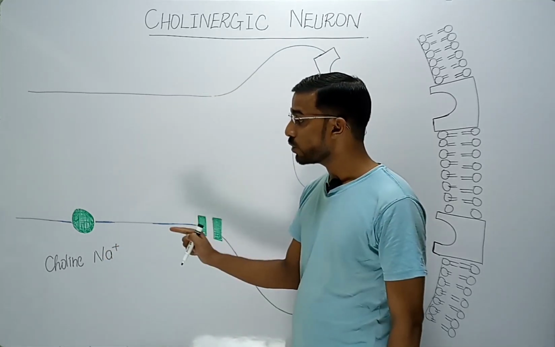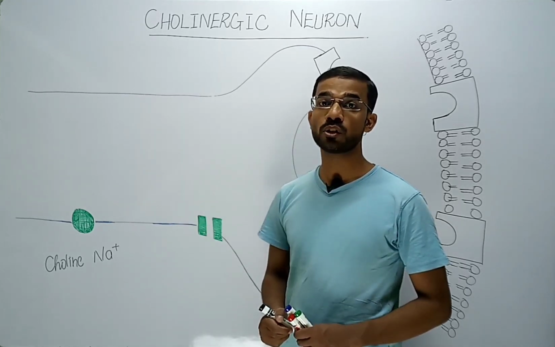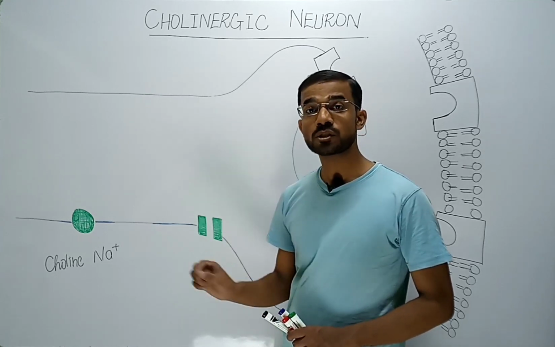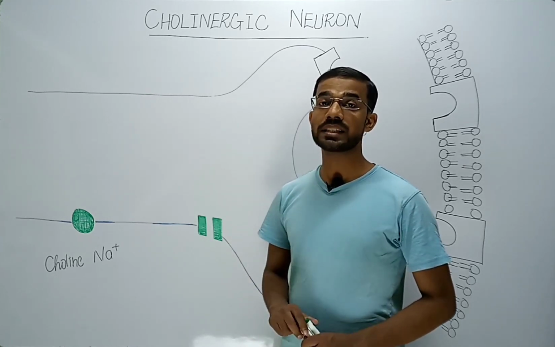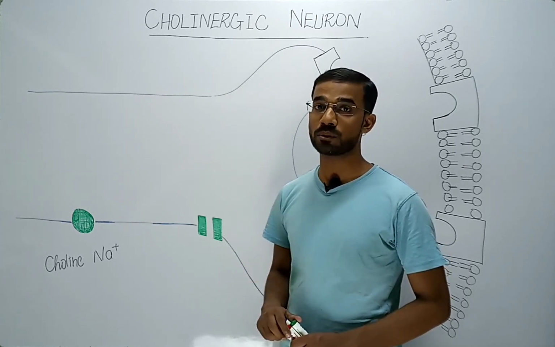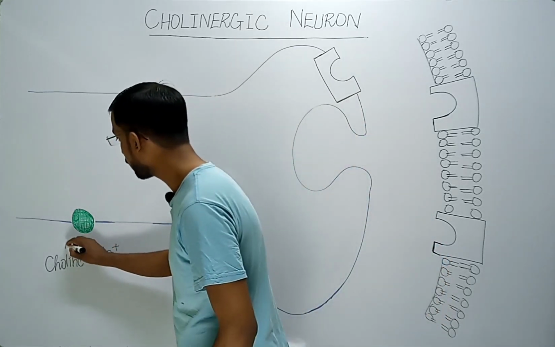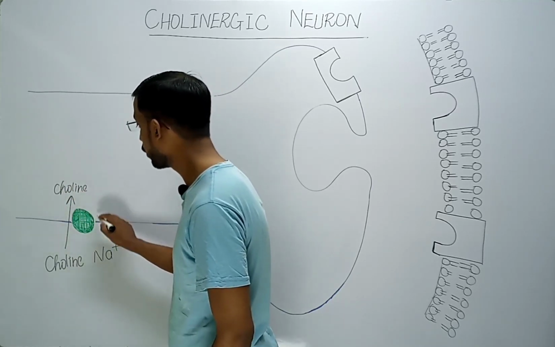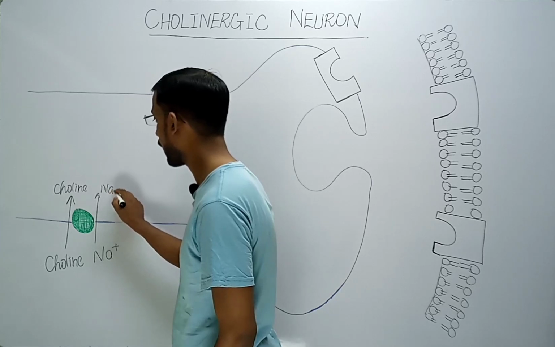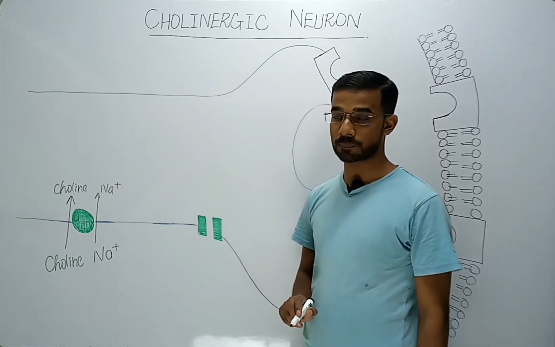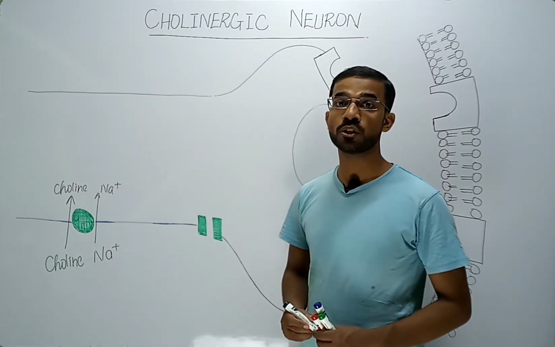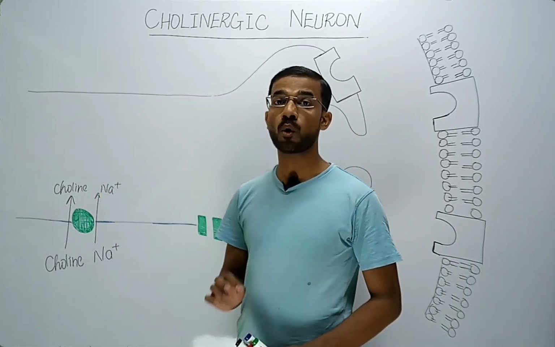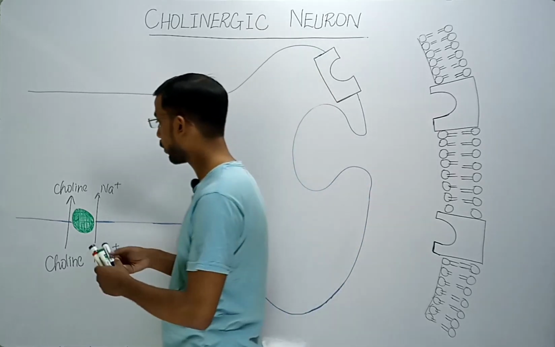Now, choline will be transported into the neuron with the help of a co-transporter. This co-transporter will utilize ATP and transport the choline into the neuron. With the help of the co-transporter, this choline will enter the neuron along with the sodium ion. This is the important thing. Now, after entering the neuron, this choline will bind to acetyl-CoA. This is the important thing.